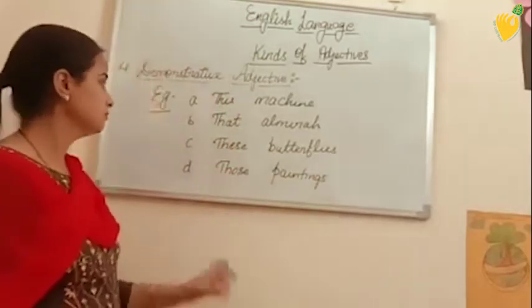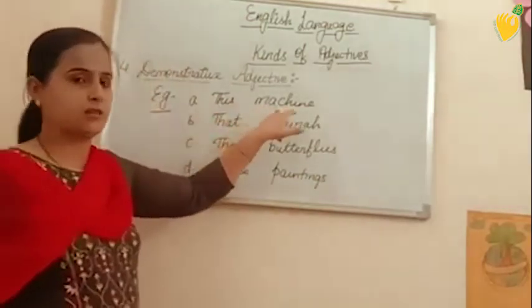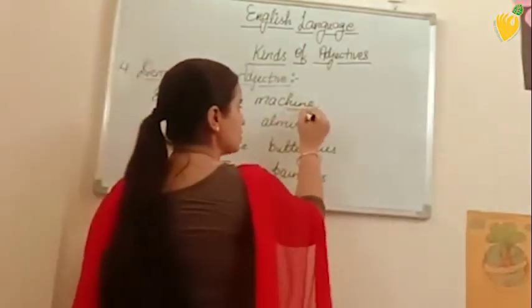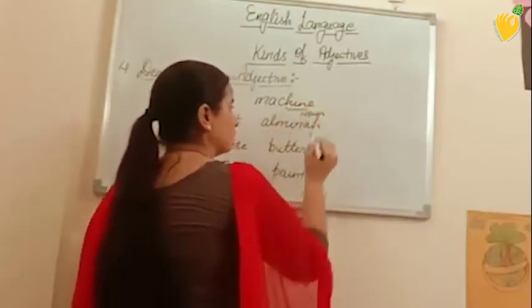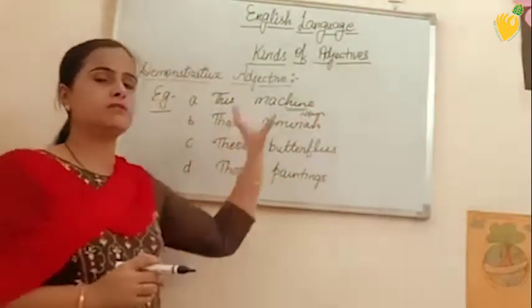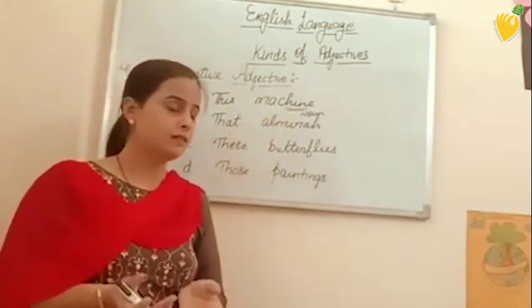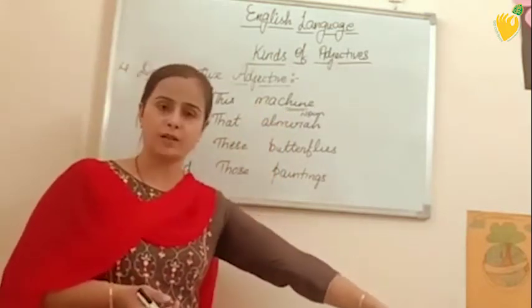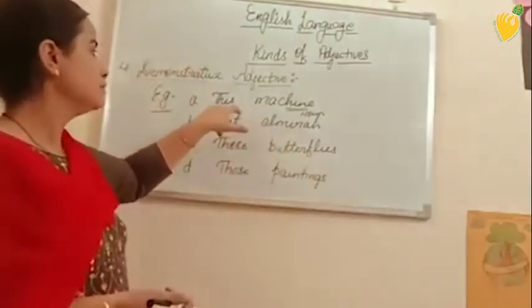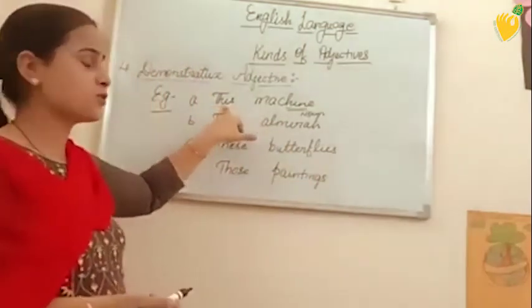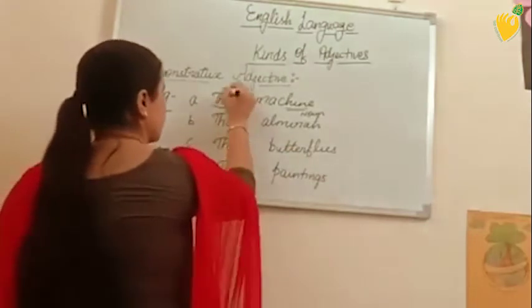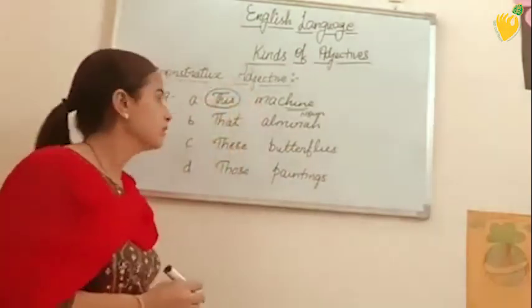Okay, now this machine. In this example, machine is a noun, and when we tell about any machine, how will we tell this machine? We will point out that machine. So this we are using to point out the machine. So this is your demonstrative adjective.